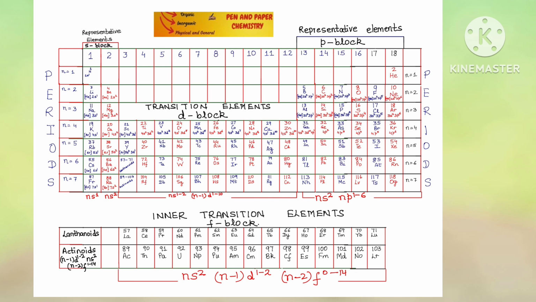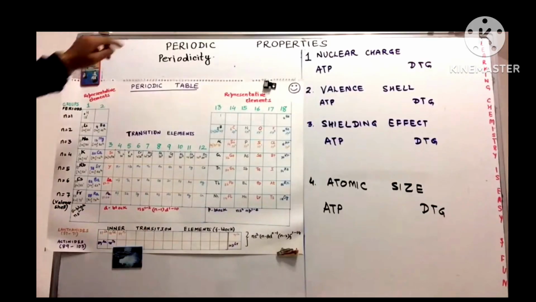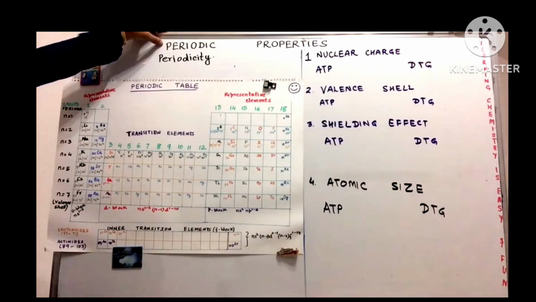To understand the periodic properties in the best way, please make sure that you have a periodic table by your side, either a hand-drawn one with the electronic configuration written for the elements, or a printed periodic table from any of your textbooks will also serve the purpose. Our topic is periodic properties. That is what we are going to do now.